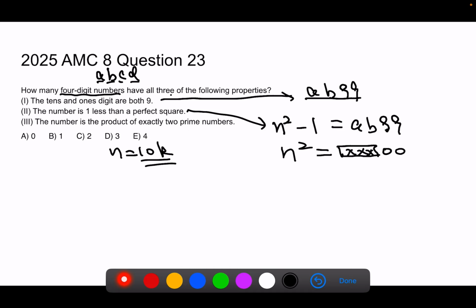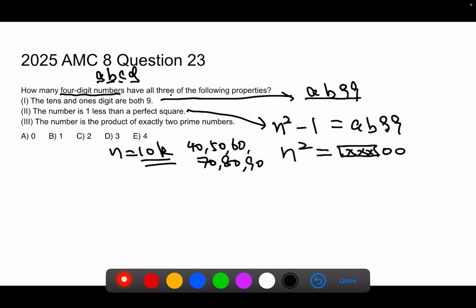And that's the first part, which gets this question really interesting. Ends with 99, and it's a square minus 1. That means the square has to be something times 10 squared. And because it's 4 digits, you can easily check the only possible ends are going to be 40, 50, 60, 70, 80, 90.